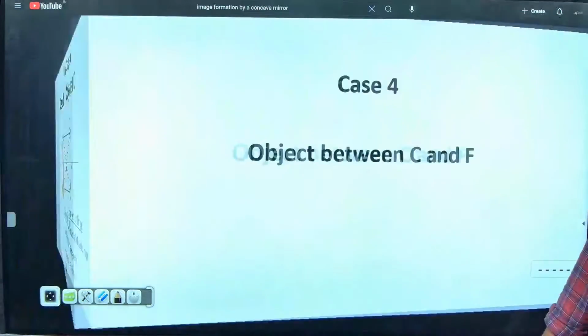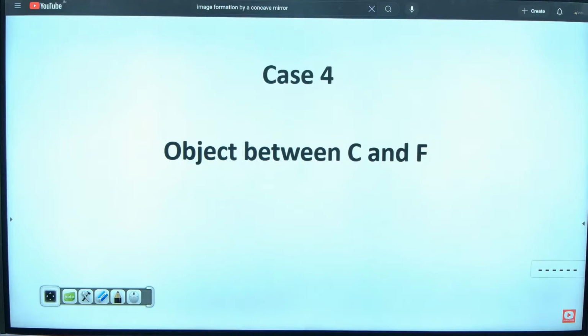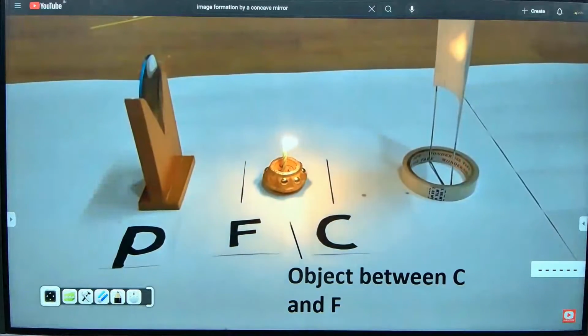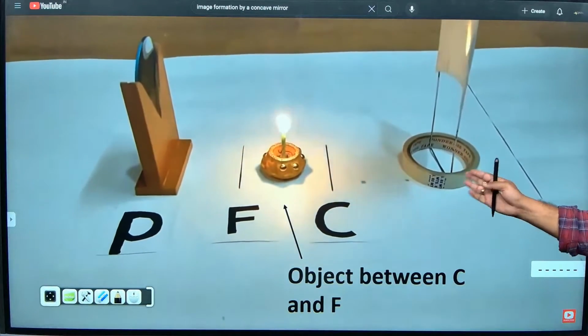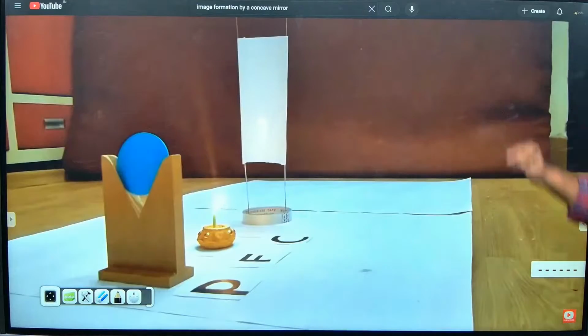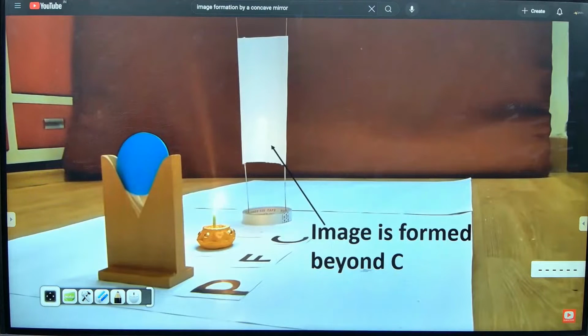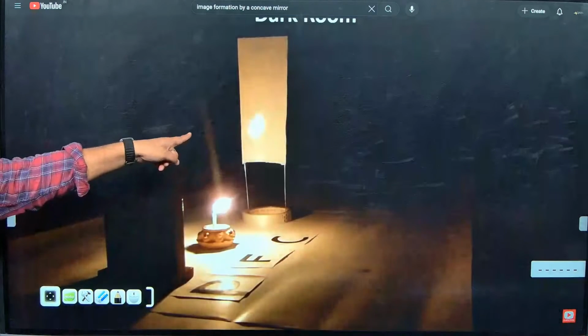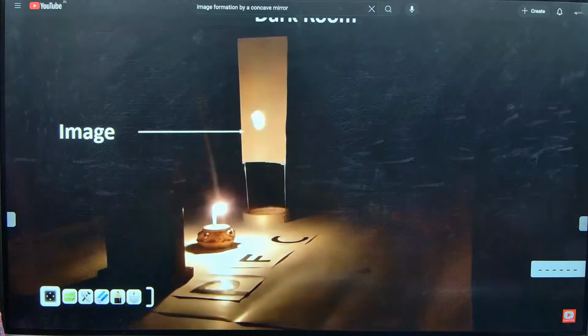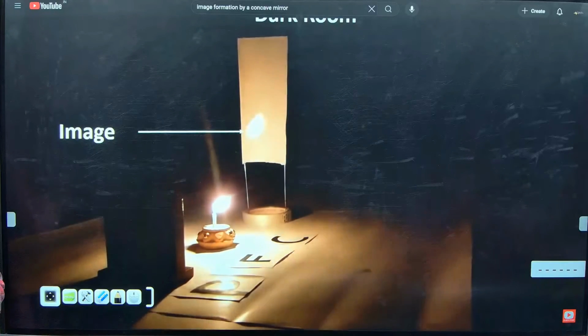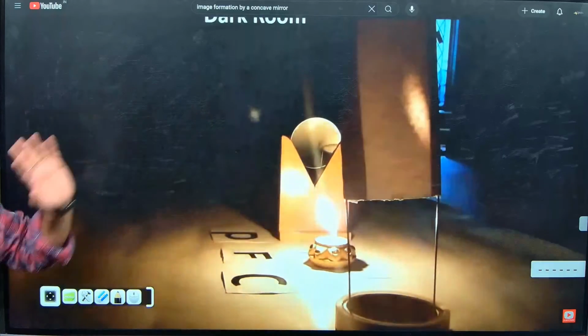Between C and F. So, between C and F the case came. If the object is kept between C and F, then where is the image forming? Beyond C. And on the screen you will realize it is bigger than the object, but once again real and inverted. So, how is the image forming, you see? It is real, inverted and enlarged, a bigger image on the screen.